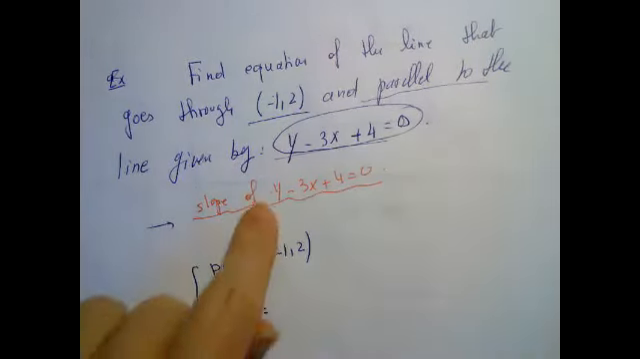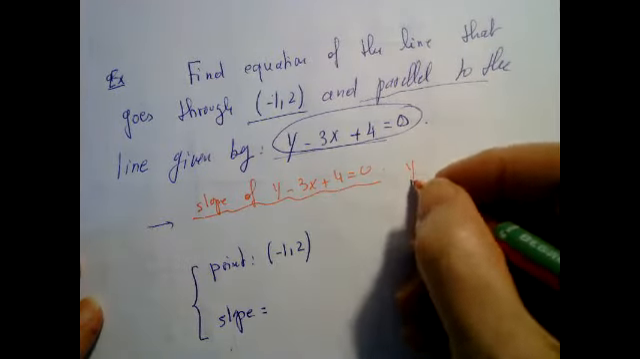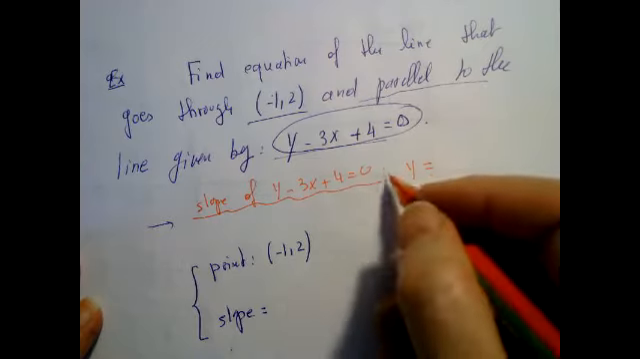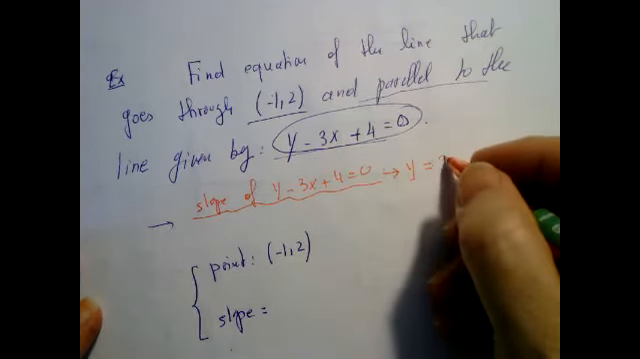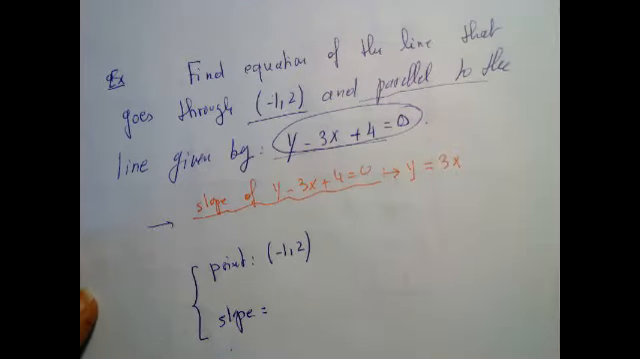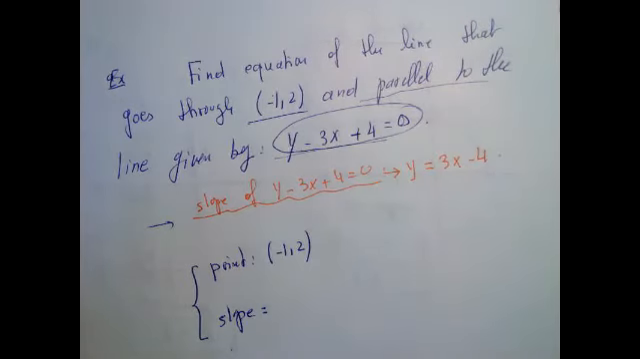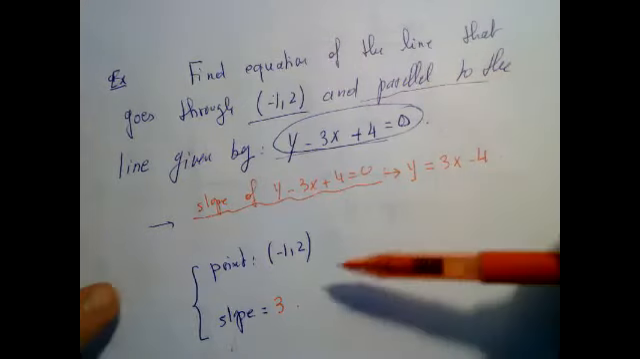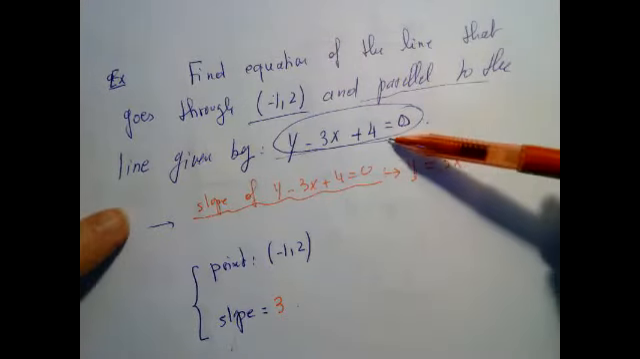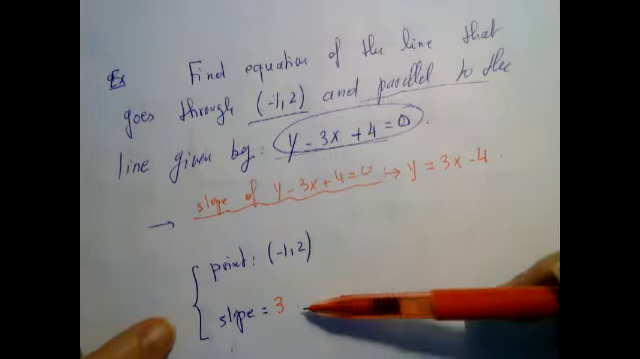Okay, all right, what's the slope of that line? 3, exactly, because we rewrite it in the form. So this can be rewritten: I add 3x to both sides, 3x minus 4. So now the slope is equal to 3. For parallel, it means that the slope is exactly the slope of the line y minus 3x plus 4 equal to 0. So the slope is equal to 3.